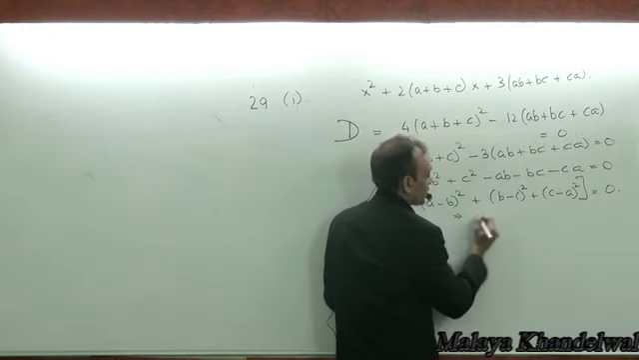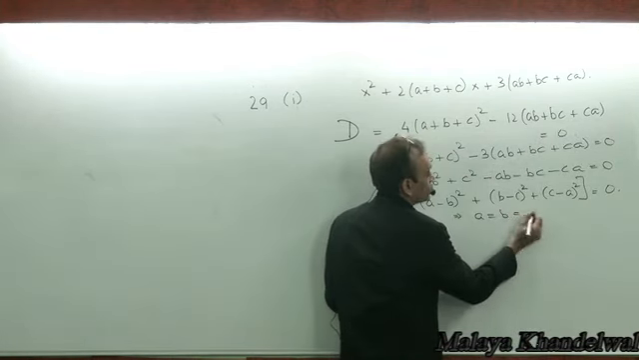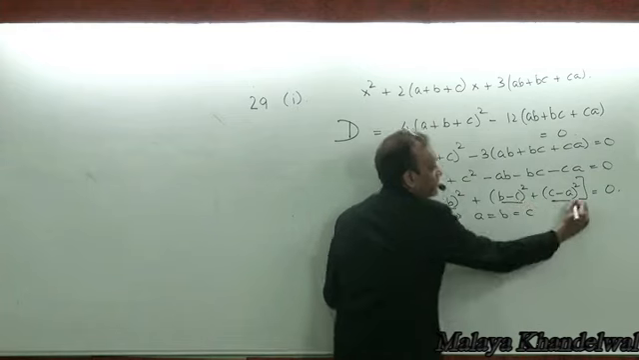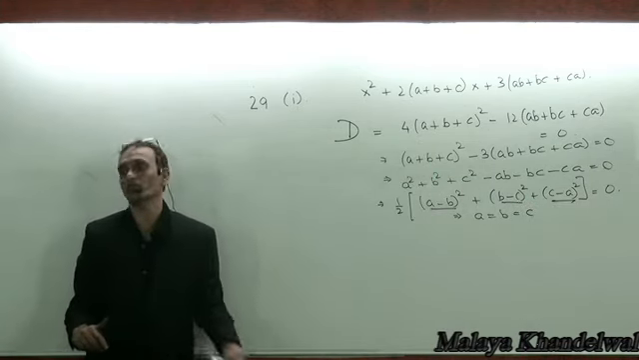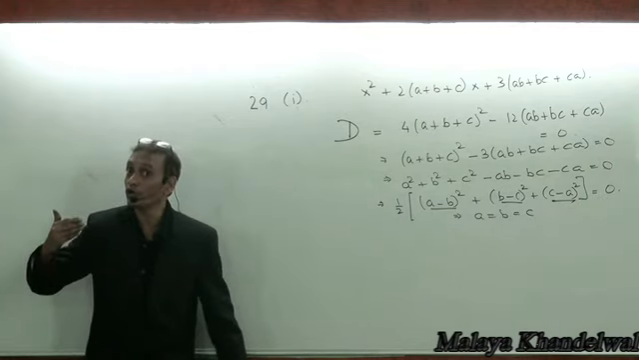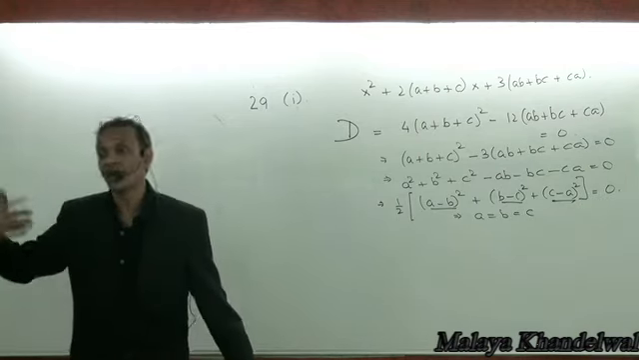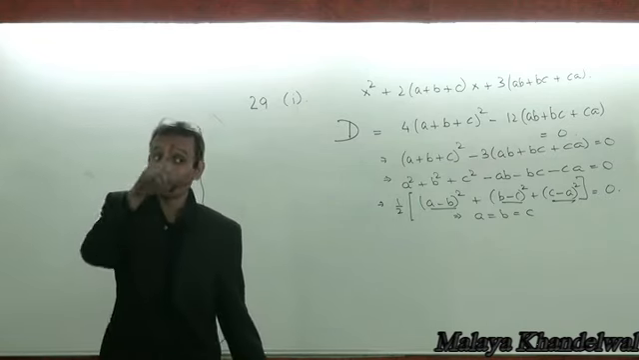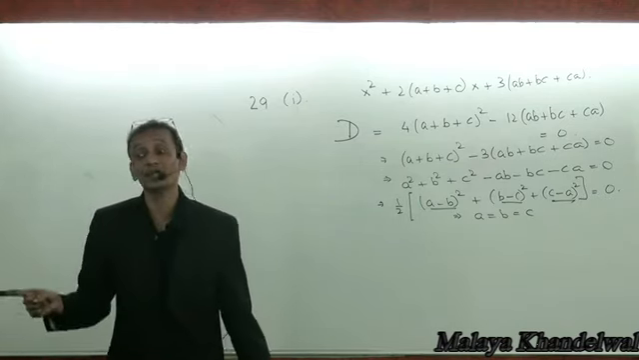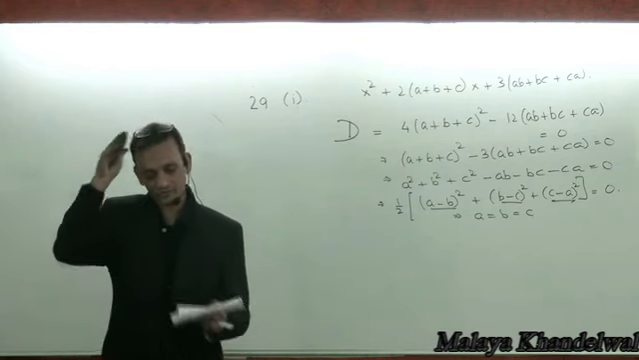This would mean a equal to b equal to c. This is 0, this is 0 and this is 0. But if a, b, c are not all real, then we cannot say a equal to b equal to c, because square of a complex number can be negative. i squared, for example, is negative, isn't it? Square of a complex number can be negative, but square of a real number can never be negative, right?